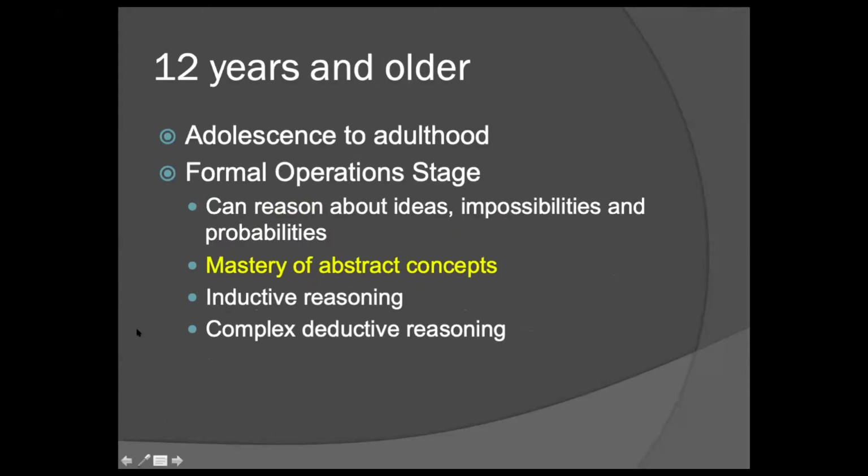And the last stage is the formal operation stage for 12 years old and older. Here, adolescents, young adults, and adults can reason about ideas, impossibilities, and probabilities. They have mastery of abstract concepts. They exhibit inductive reasoning and complex deductive reasoning.